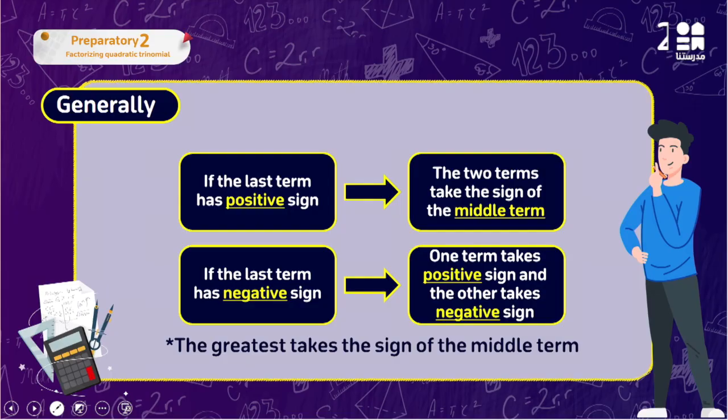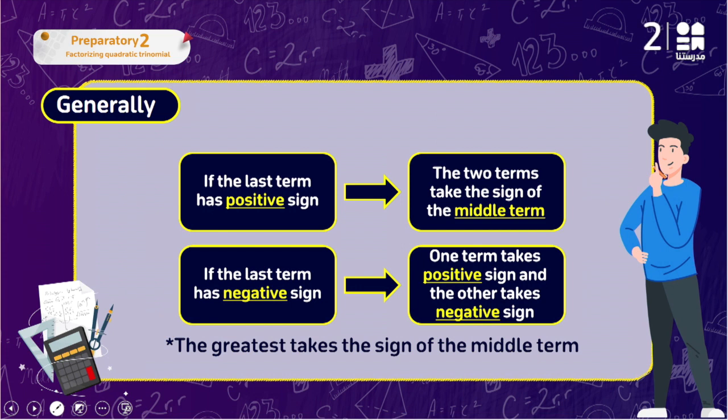Generally, بشكل عام كده نعرف نعمل factorization ازاي او factorizing ازاي. نبص هنا على الكلام ده ونحاول نطبقه. Generally if the last term is positive، لو كان ال last term بتاعي is positive، بنعمل ايه في التو براكتس اللي احنا عملنا لهم opening، اللي احنا فتحناهم، اللي احنا سبناهم two brackets. If the last term is positive the two terms take the sign of the middle term.